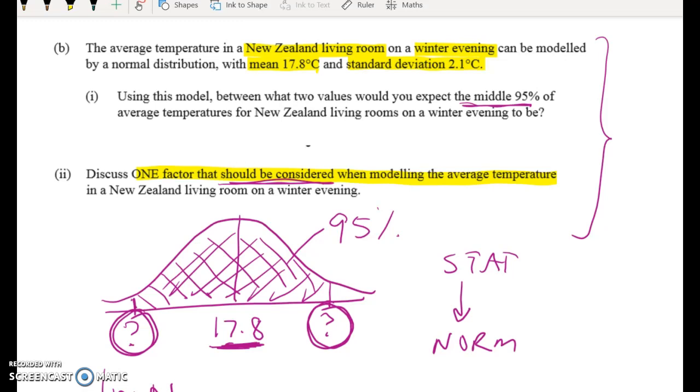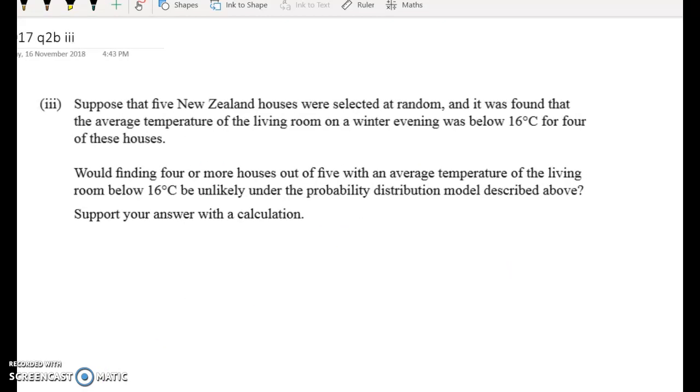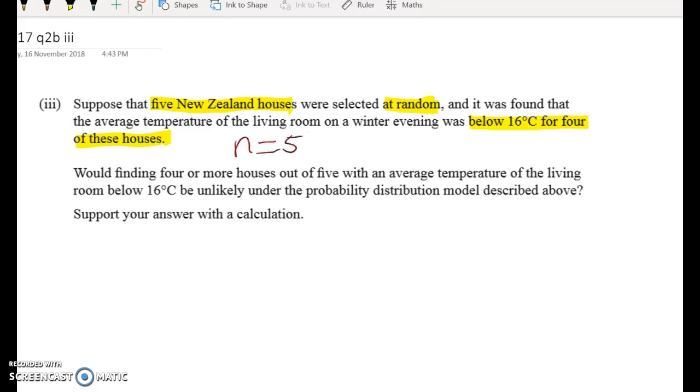Now the next part of the question is the excellence part, and this is it here. Let's read it carefully. Suppose that 5 New Zealand houses were selected at random, and it was found that the average temperature of the living room on a winter evening was below 16 degrees for 4 of these houses. At this point you should be thinking binomial with n equals 5. We're modelling how many out of 5 had a temperature below 16 degrees, even before I've read the question to check that that's what's being asked for.